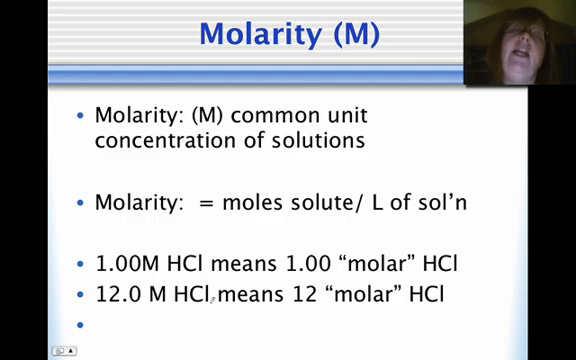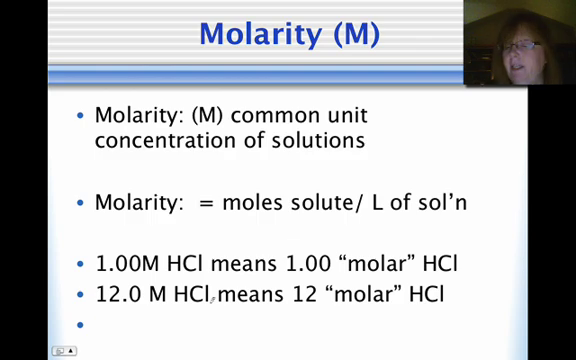Concentrated and dilute are great words to describe the solution, but we want something more quantitative to describe how much solute is in our solution. And so we have a unit for that, and it's called molarity. Molarity is abbreviated with a capital M. It's the most common unit used to describe the concentration of solutions. So if you hear someone say, what's the concentration of a solution? They're usually looking for the molarity. There are other concentration units, but this is the most common one.